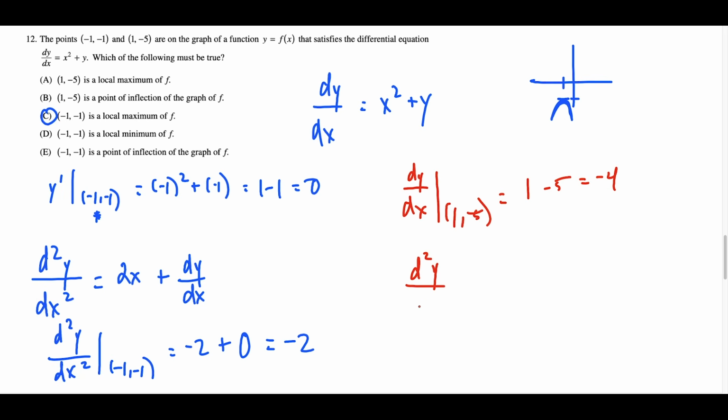Well, when we look at the second derivative at this point, if you want to investigate a little bit more, we plug in 2 times 1, because we have 2 times x, plus the first derivative at the point 1, -5, which we just found to be equal to -4. And when we do 2 minus 4, that's going to give us -2. So this just tells us that our curve is decreasing and concave down here, which is nothing special in terms of what's available in the answer choices. So we're going to go with choice C.